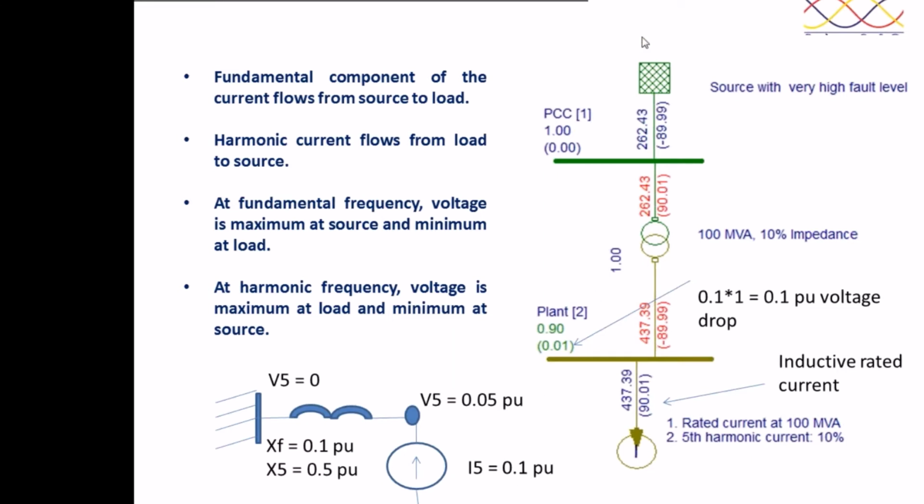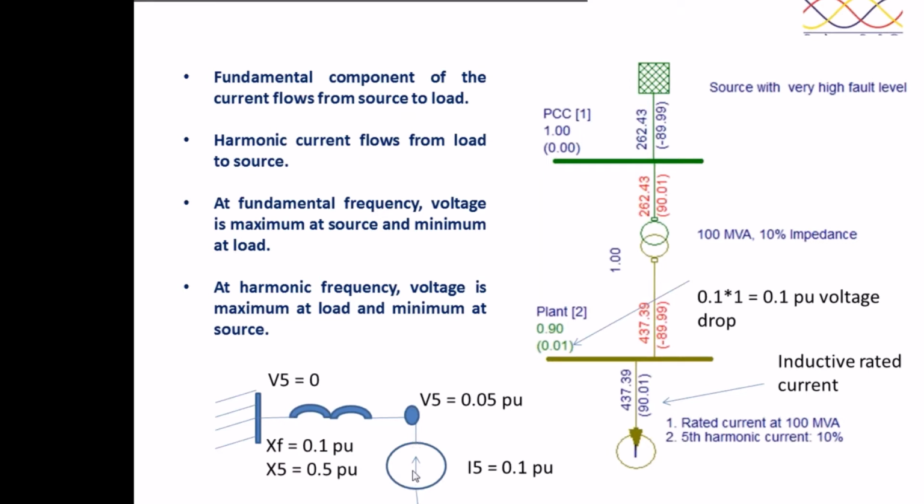Let us see. Assume that the source is an ideal source. What you mean by the ideal source is impedance is very low, fault level is very high. Very high fault level and very low impedance means it is an ideal source. Therefore, we are considering an ideal source at 100 MVA, 10% transformer, and injecting 10% fifth harmonic current here. Now let us see in this equivalent circuit what happens.